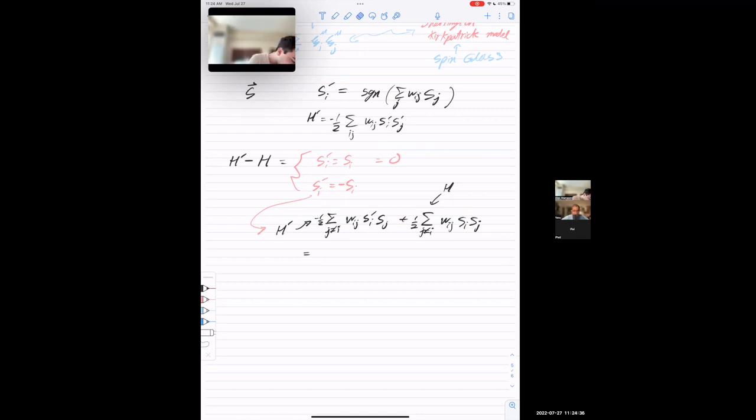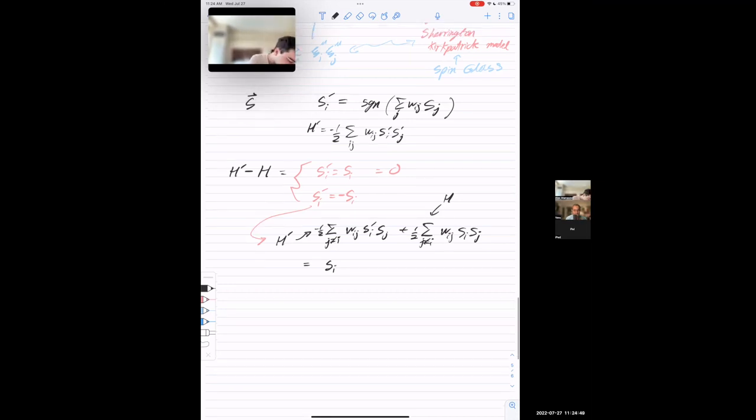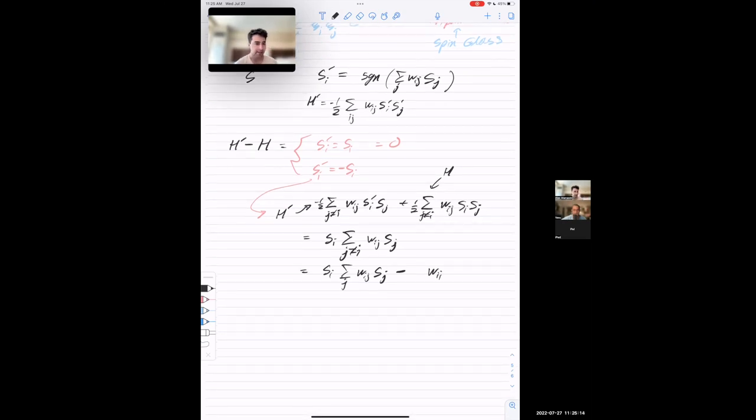So I'm going to pull out an s_i, and we can show that I pull out an s'_i, which is the same as negative s_i. So two negatives make a positive, two halves make a whole. And you can show that you get s_i times the sum over j not equal to i of w_ij s_j. And then you can realize this as equal to s_i times the sum over j of w_ij s_j minus w_ii, right? Yeah, that's the full thing. I've subtracted the diagonal. Okay.